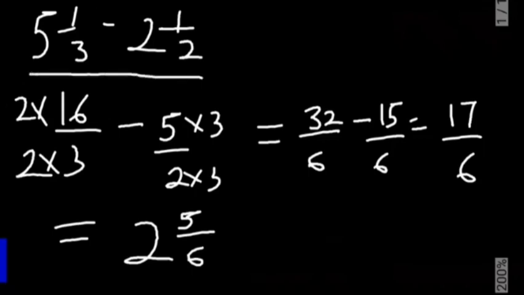So let's talk about multiplying fractions. How do we multiply fractions? Multiplying fractions is different from adding and subtracting fractions. We have 2 over 3 multiplied by 3 over 5. Here we don't look at common denominators. So how do we multiply this?